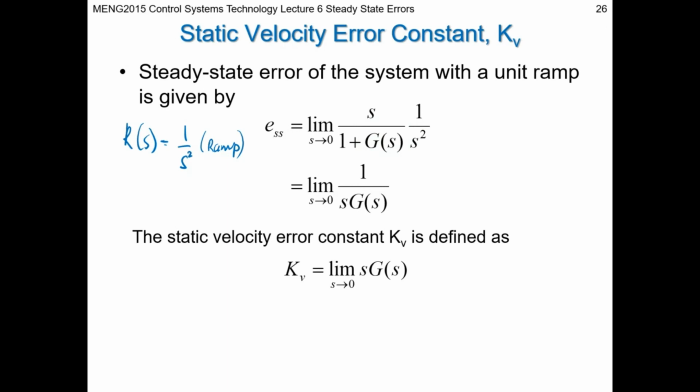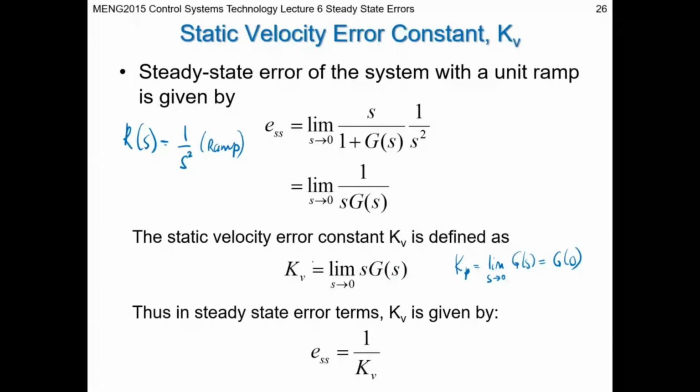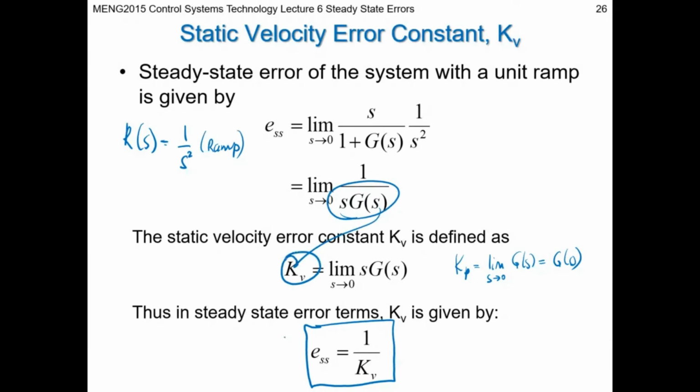So the static velocity error constant now is, we're defining that as the limit of s going to 0 of sG(s). Remember, Kp equals the limit of s going to 0 just of G(s), which of course gives us our G(0). But now we have an s term in here, so we've added an s. So Kv is the limit s going to 0 of sG(s). So now our steady state error is 1 upon Kv, because this here is Kv.